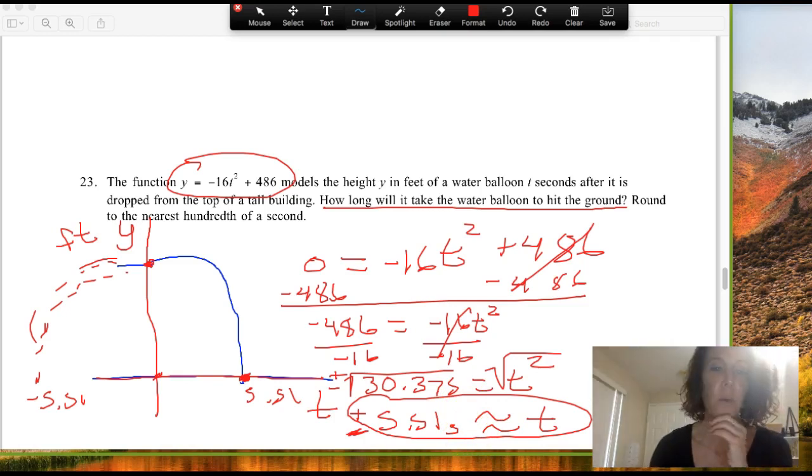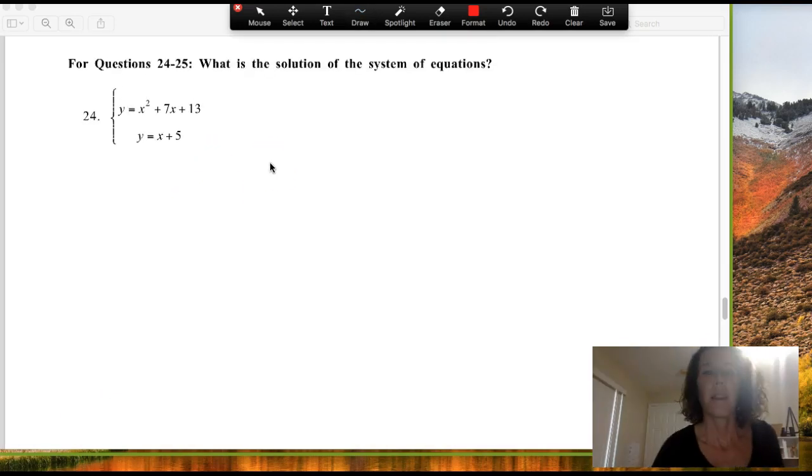So just look at what you're trying to do. Draw a picture. I need this point here. What is that? That's a 0 of my function. I can either graph it or plug in 0 for y and solve. Same stuff. Okay, these last two are systems of equations. Here I've got a quadratic.